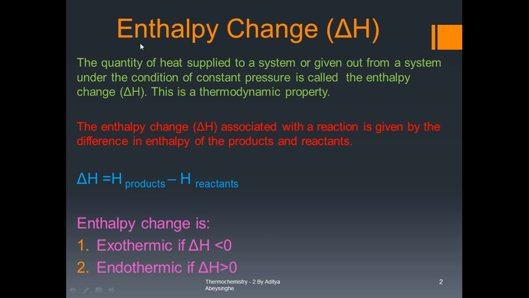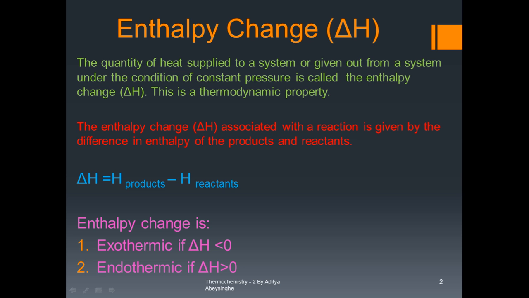What is important here is that the enthalpy change is a quantity of heat, and the next important thing is that the enthalpy can be supplied to a system or given out from a system, and it is measured under constant pressure. If you meet all these requirements, you can tell that the heat change, or the quantity of heat supplied or given out from the system, is the enthalpy change for some system or for some chemical reaction.